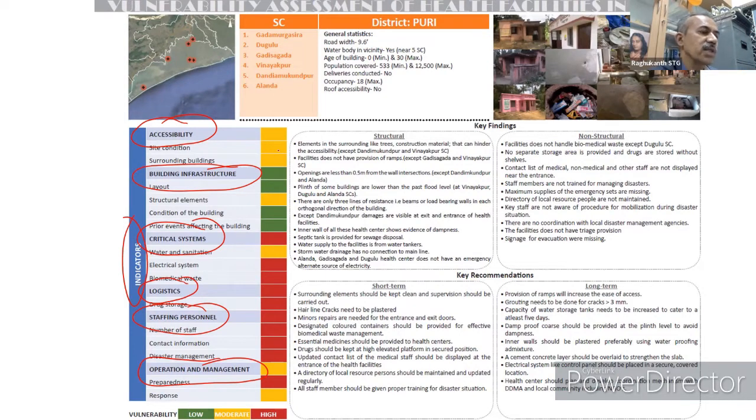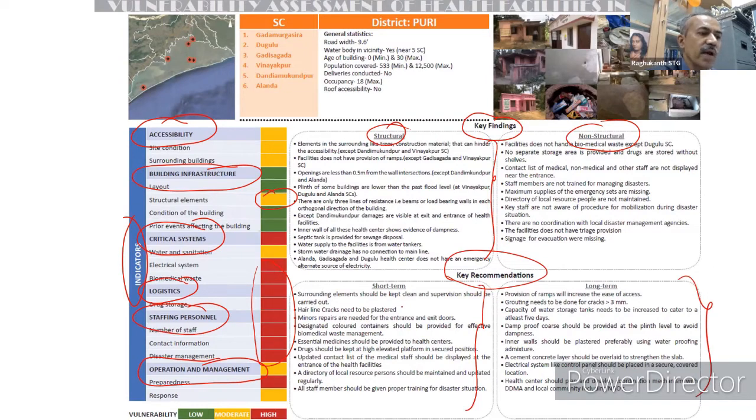So you can see, for this hospital, the building structure is fine, but the structural elements are moderately vulnerable here. But if you see logistics, they are highly vulnerable also. So what we have done is we have found out key findings, like structural and non-structural. You can see elements in the surrounding, like trees, that can hinder. We have given all the details. Then what are the recommendations? Short term, then long term.